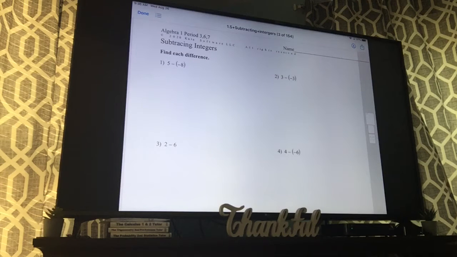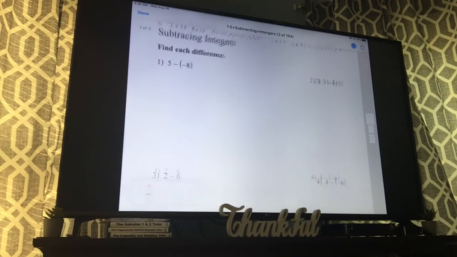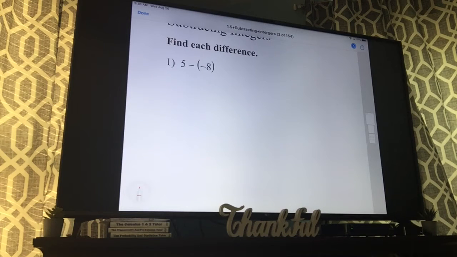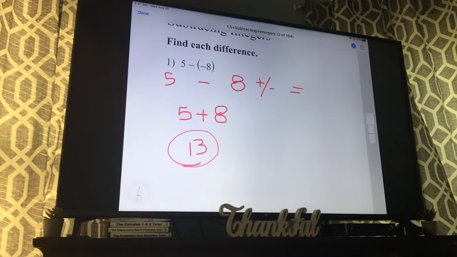So 5 minus 8. Okay, when we're working with a minus, if you want to do it on your calculator, you're more than welcome to. You have to put 5 and then minus and then type the 8 and then put a plus minus and then an equal. These are the steps you needed. Okay, and a minus is really a plus, so it's 5 plus 8. So you're going to get 13.